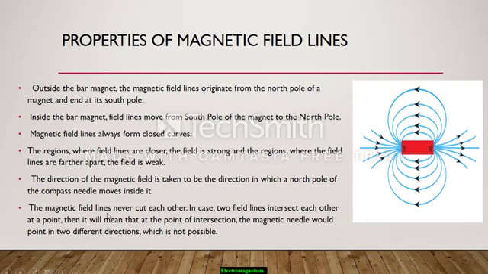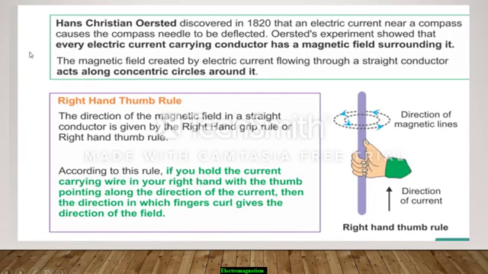The magnetic field lines never cut each other. In case two field lines intersect each other at a point, it would mean that at the point of intersection the magnetic needle would point in two different directions, which is not possible. So remember this, they never intersect with each other. What we studied in these slides is that Hans Christian Oersted experimented and found that every electric current carrying conductor has a magnetic field surrounding it.